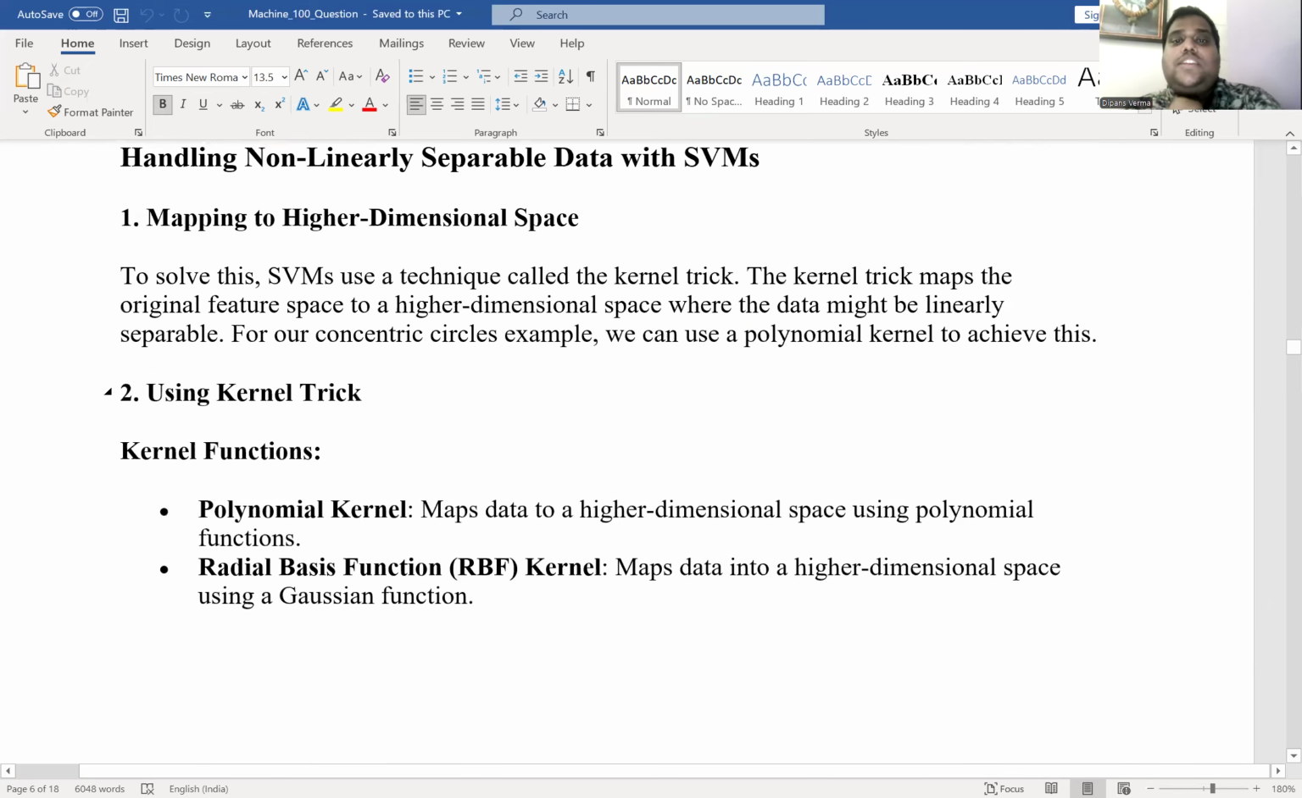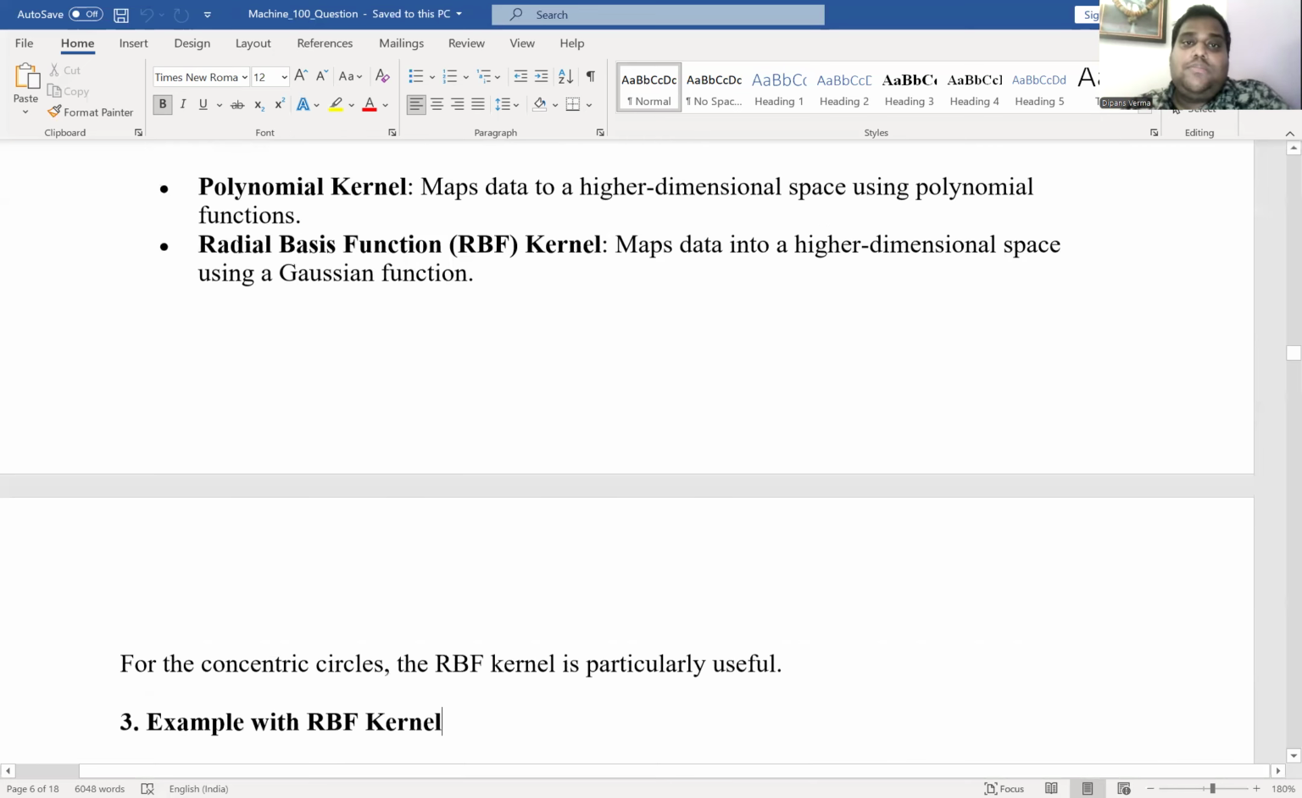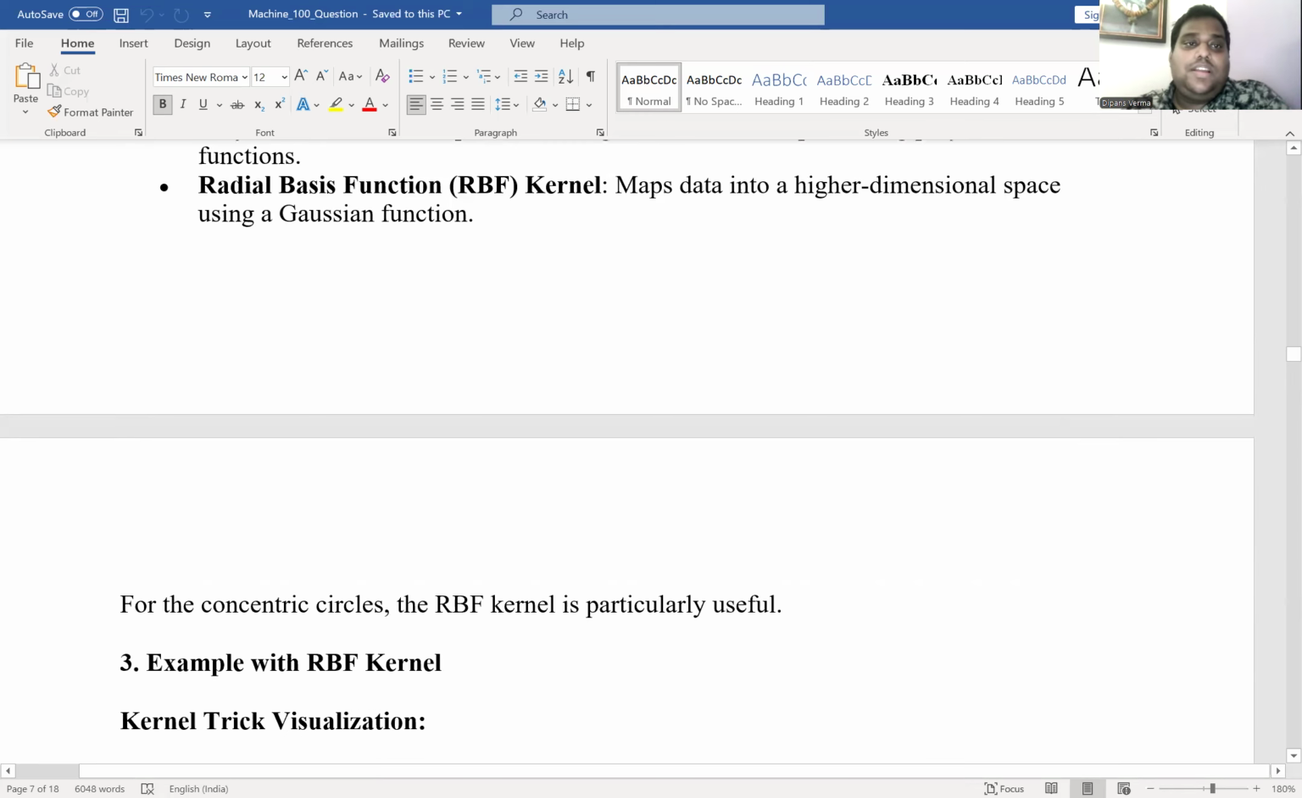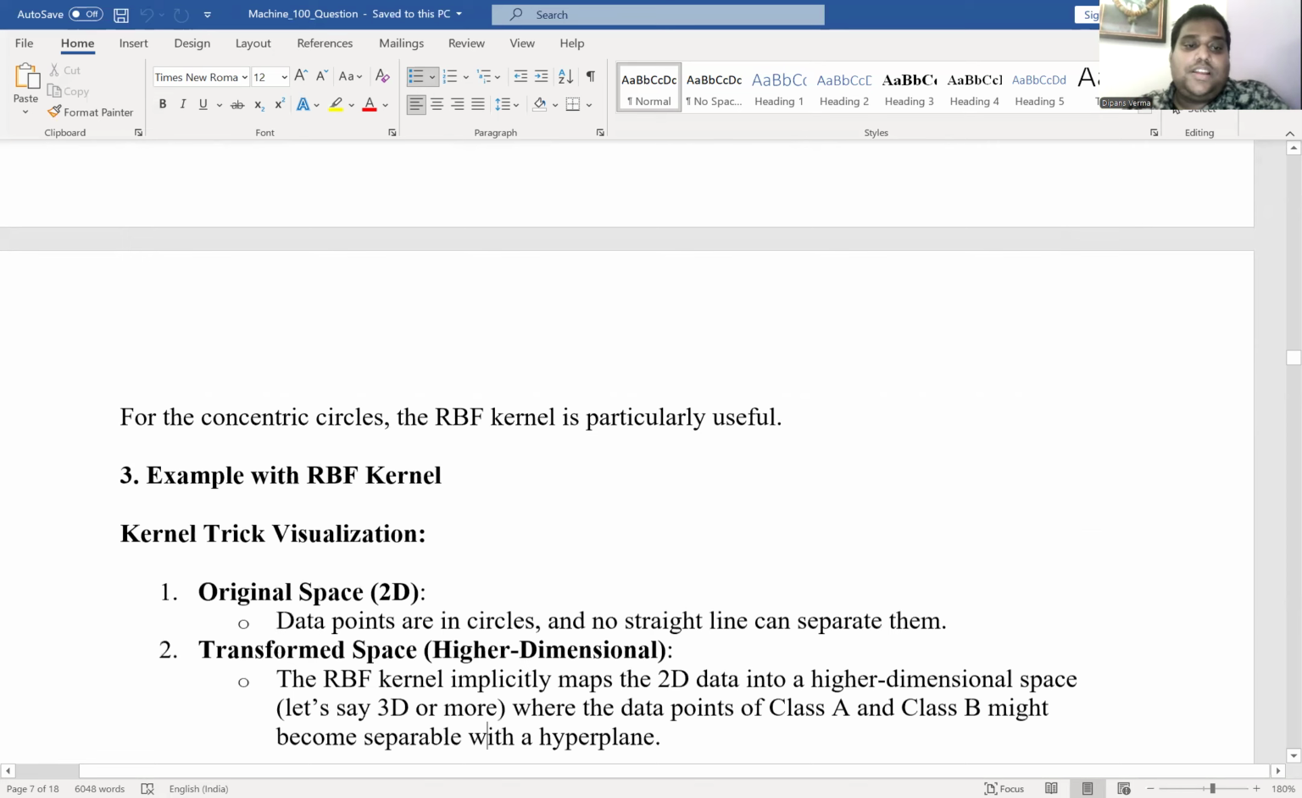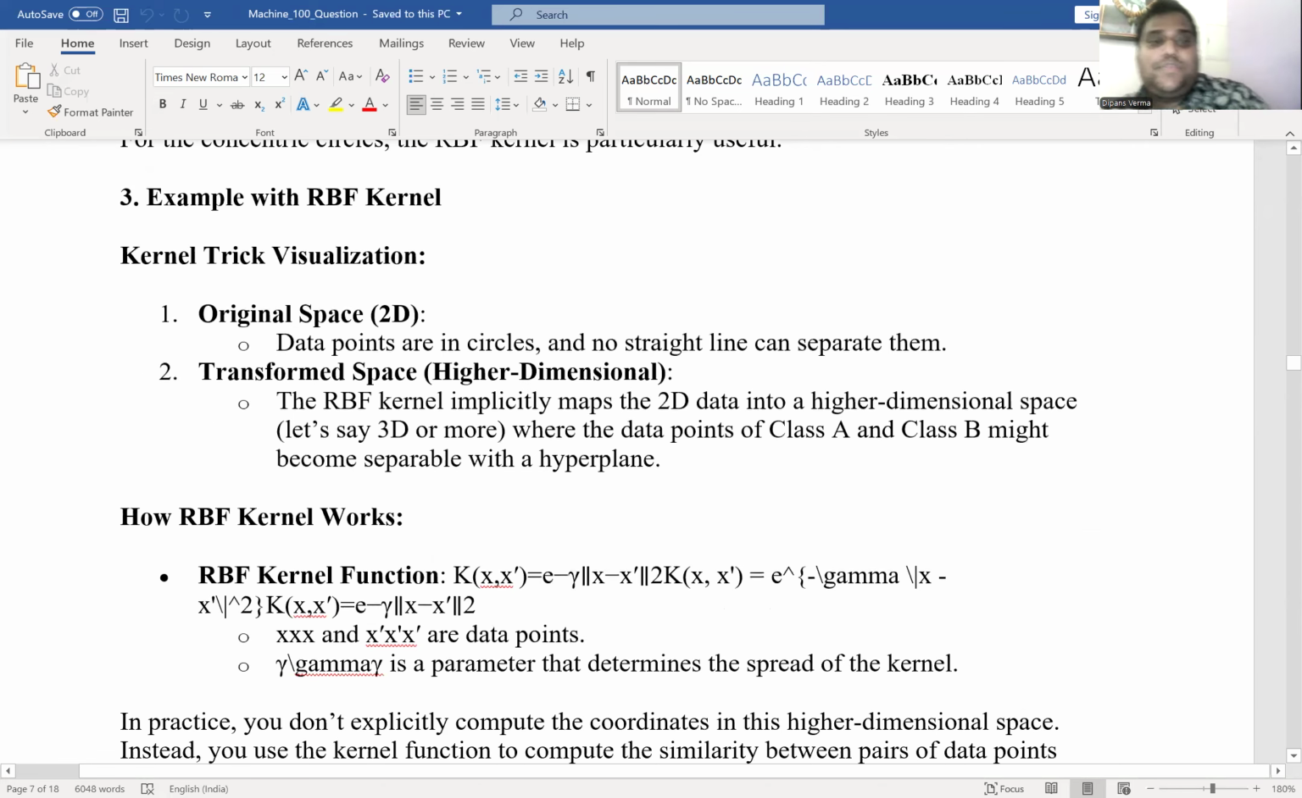To solve this, SVM uses a technique called the kernel trick. The kernel trick maps the features to a higher dimension, where the data might become separable, for example for a circle. Example, we can use a polynomial kernel or RBF. So it maps data to a high dimension using a polynomial function. For a circular dataset, because it is 2D data, you use the kernel trick concept like that. So again, it transforms space to a high dimension. The RBF kernel maps the 2D data into a high dimension space, let's say 3D or more, where the data points of class A and class B might become separable with a hyperplane.